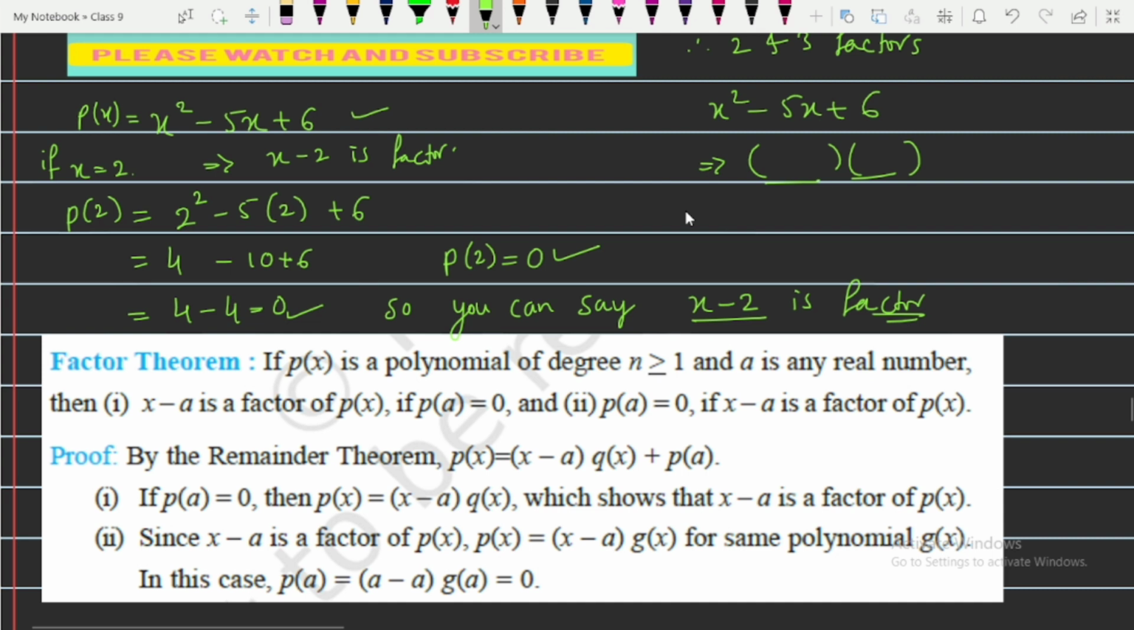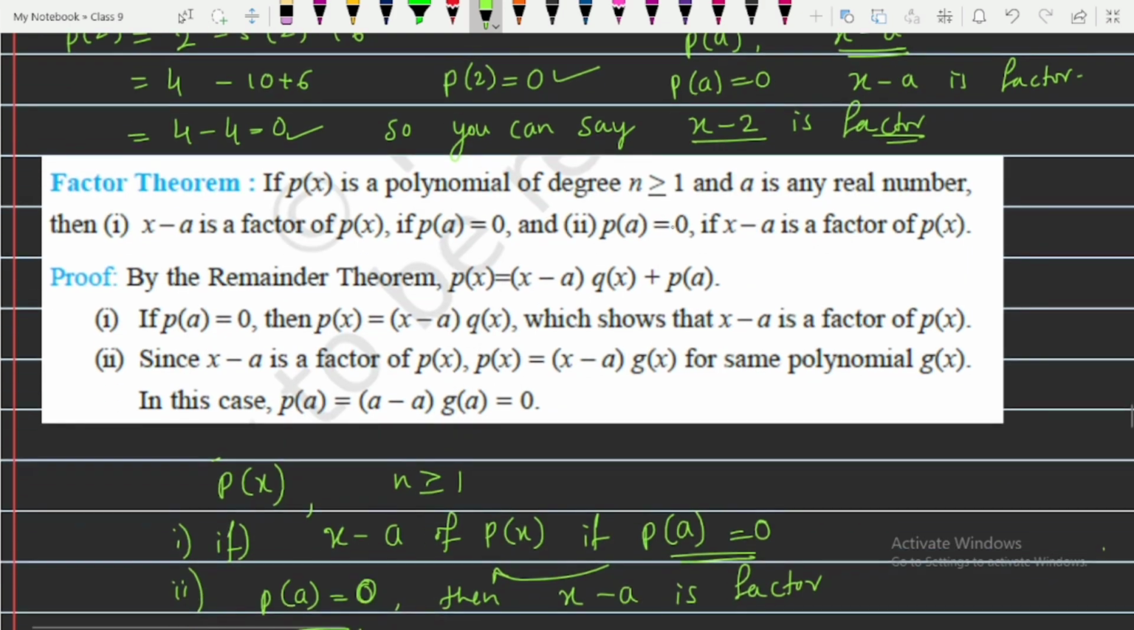Similarly, that is the theorem. If p of a is 0, then you can say that x minus a is a factor. If p of a equal to 0 is already given, then you can consider x minus a as a factor. That is what the factor theorem says.